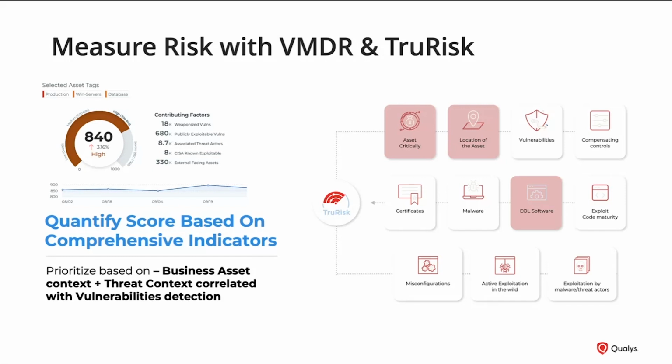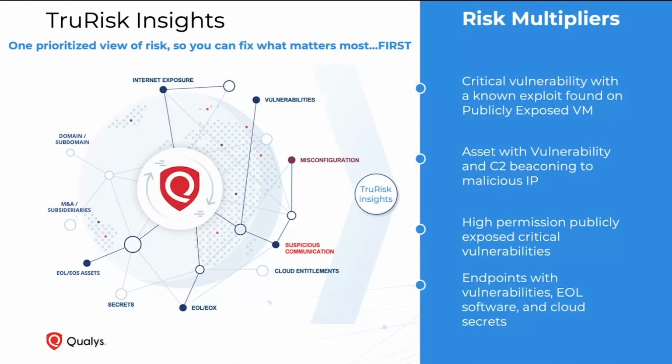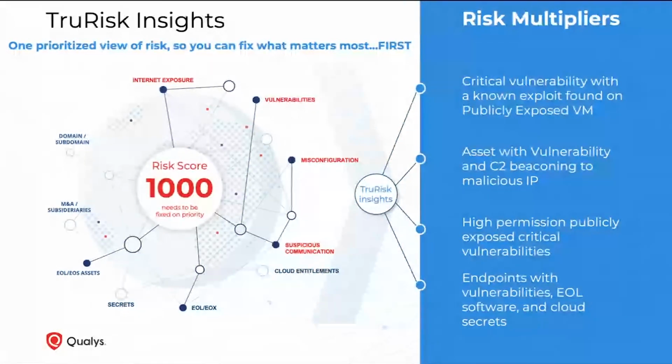Now, taking it to a broader context beyond vulnerabilities, what TrueRisk Insights does is that it takes all the different contributing factors from these different capabilities and creates insights. On the right, I show some of these insights listed. So, for example, you have a critical vulnerability with a known exploit which is on a publicly exposed VM. Now, you have another asset with a vulnerability which has command and control or C2 beaconing going to a malicious IP. Clearly, that's something that looks like it's been already exploited, and needs to be taken care of immediately.